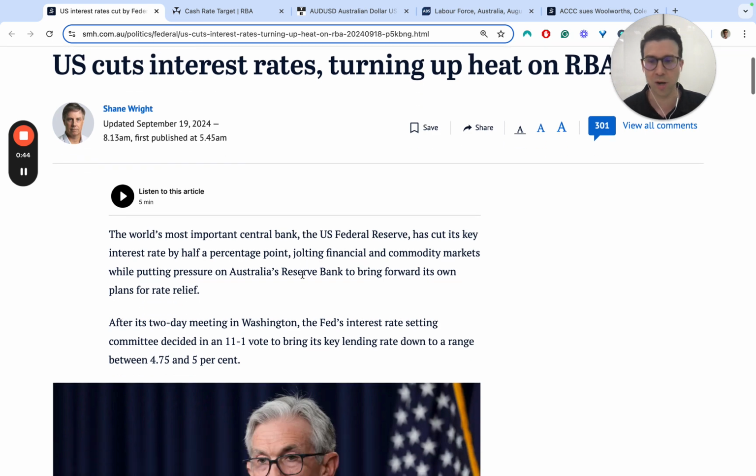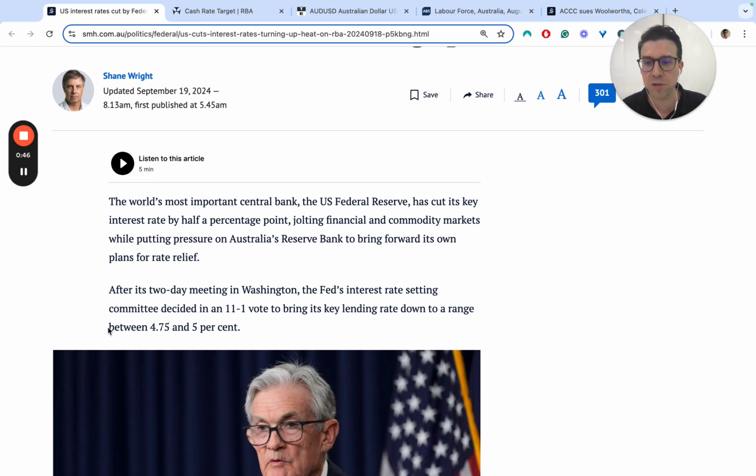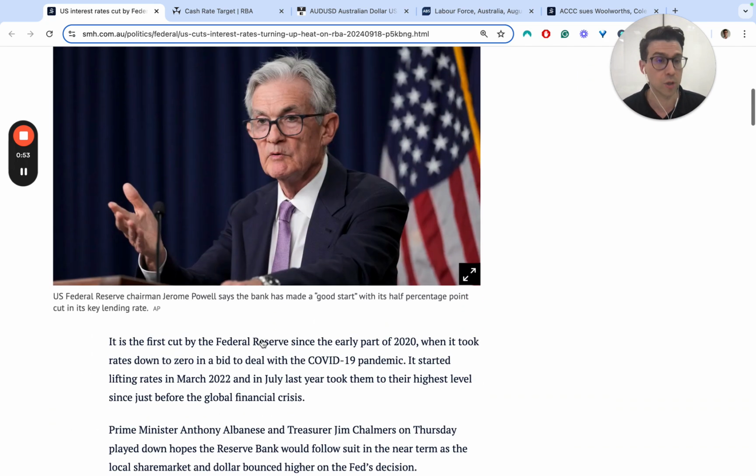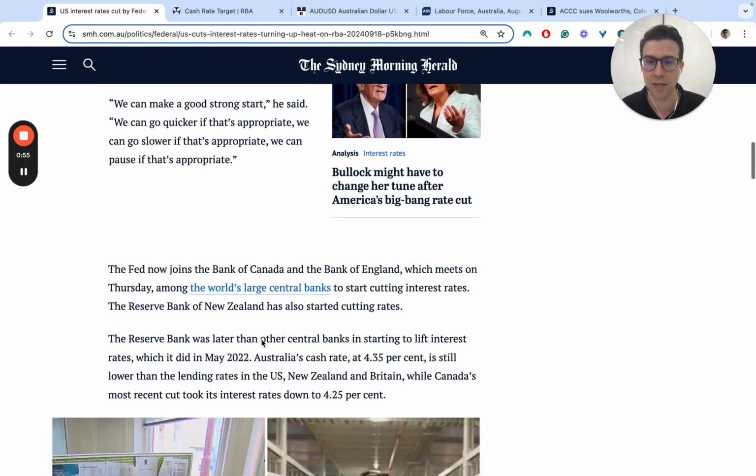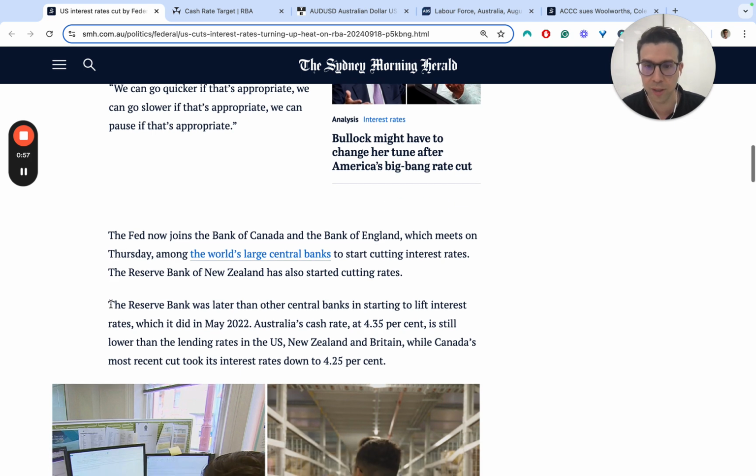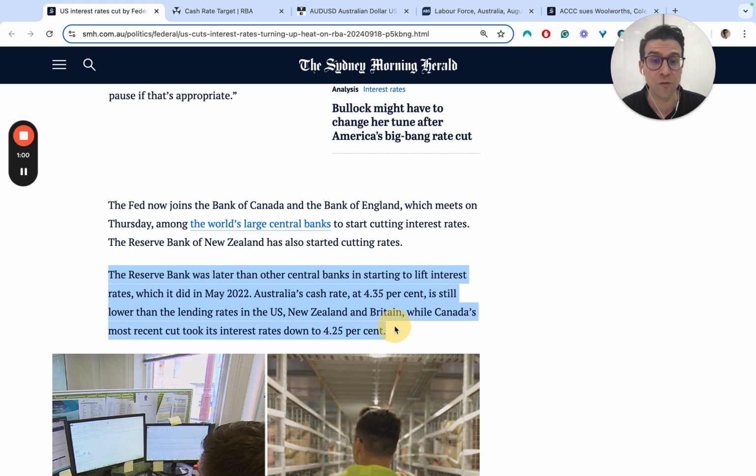So the US have cut interest rates, and they've cut their rate down to 4.75 to 5% as their corridor. Now, note, a big part of this is because the US, amongst other economies, went harder and faster. And so we can see here that ultimately the other central banks are now lifting their rates. The reason is that the US, New Zealand, Britain, and even Canada went harder and faster to control inflation, so they're now at a point where inflation is under control, and they're needing to move to expansionary, or at least slightly more expansionary, policy settings.